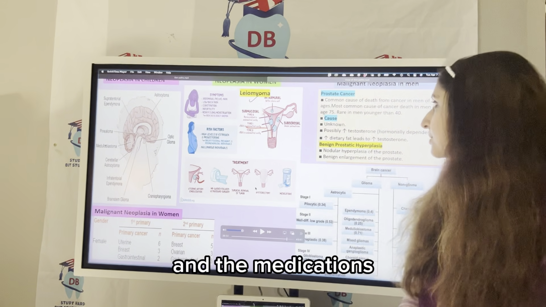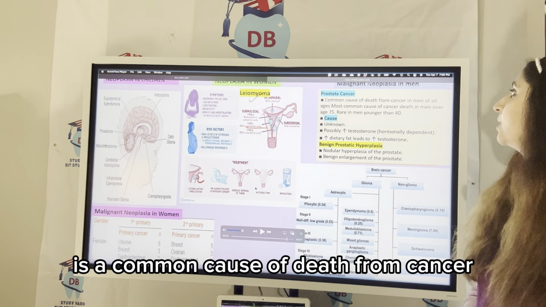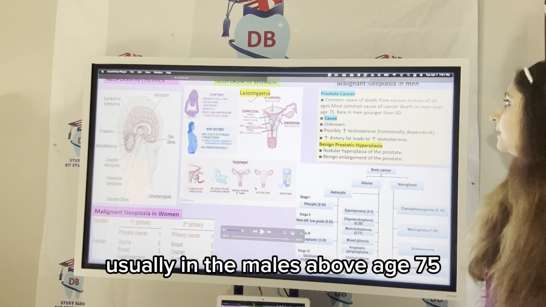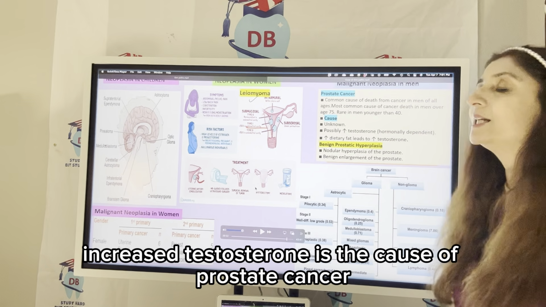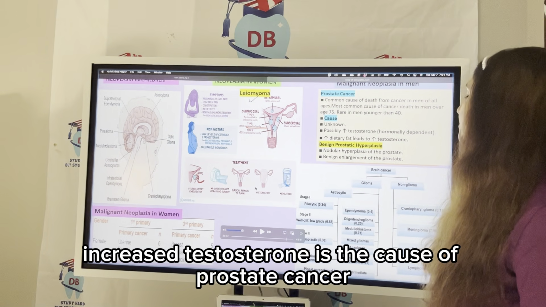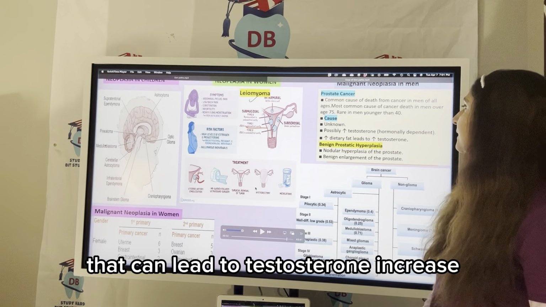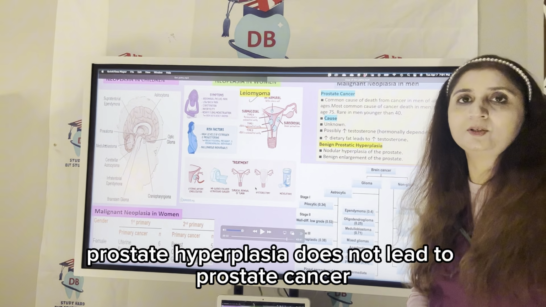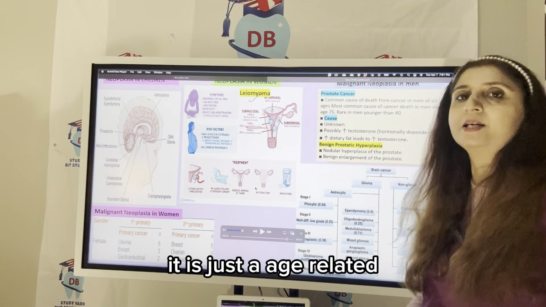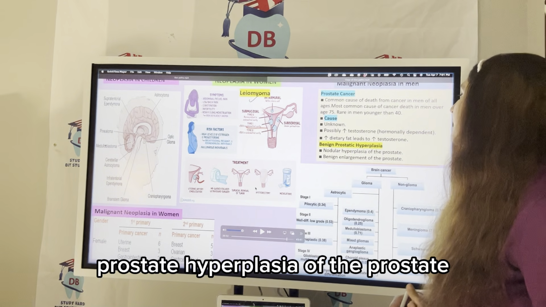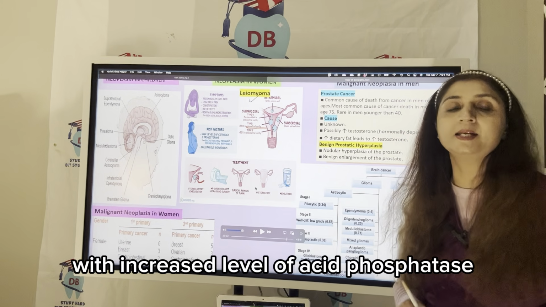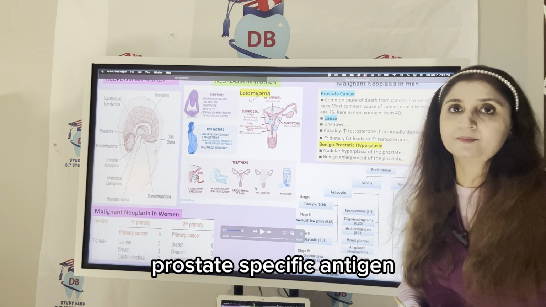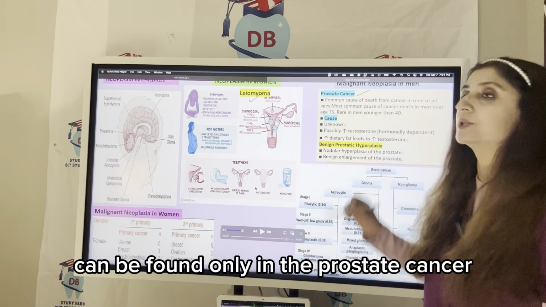Now, prostate cancer is the common cause of death from cancer, usually in males above age 75. Unknown cause but possibly increased testosterone is a cause of prostate cancer, and more dietary fat can lead to testosterone increase. Benign prostate hyperplasia does not lead to prostate cancer. It is just an age-related hyperplasia of the prostate with increased level of acid phosphatase. Prostate-specific antigen can be found in prostate cancer.